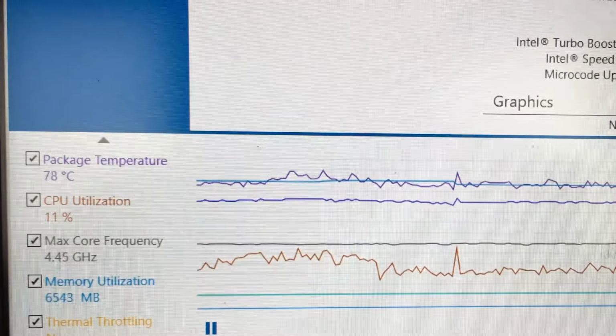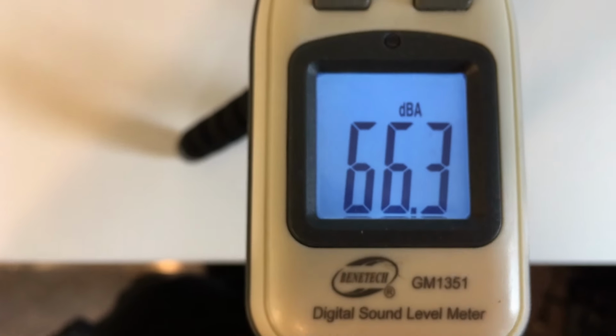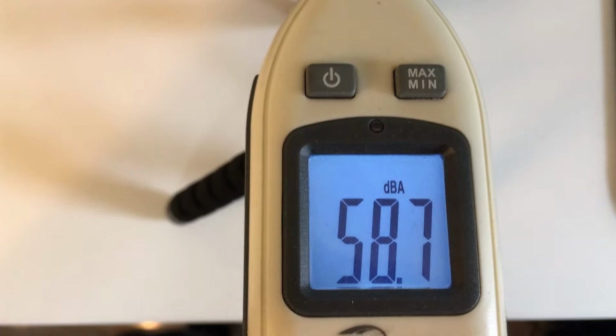Let's see how loud the fans are. So when you're not doing anything, it's usually, I think, around 42 dBA.